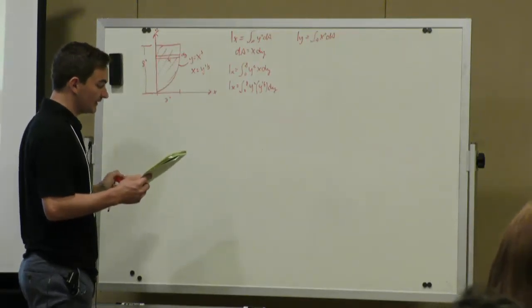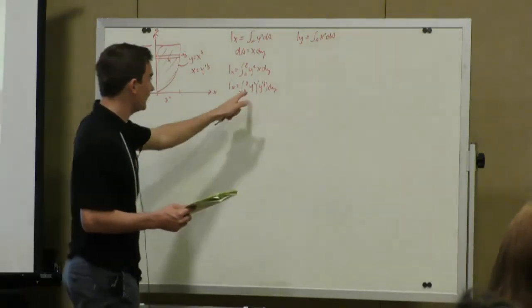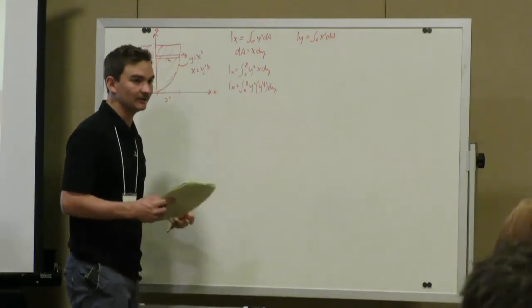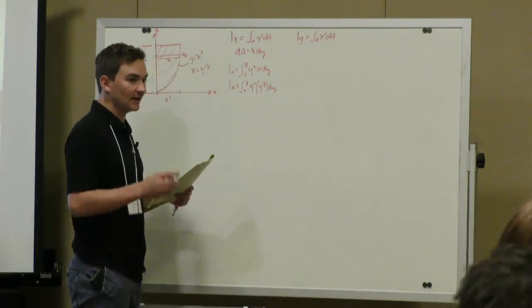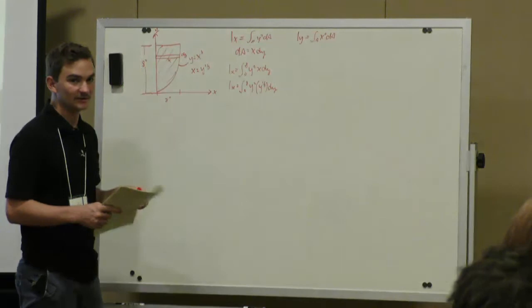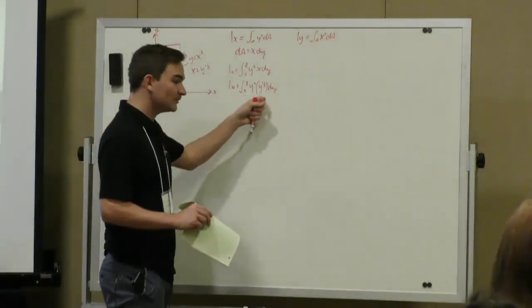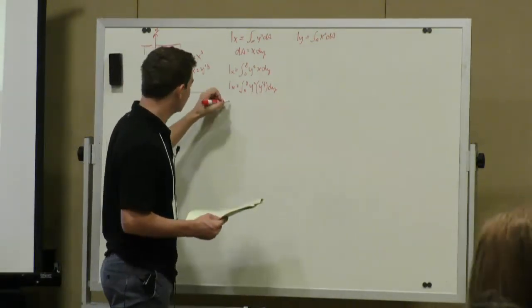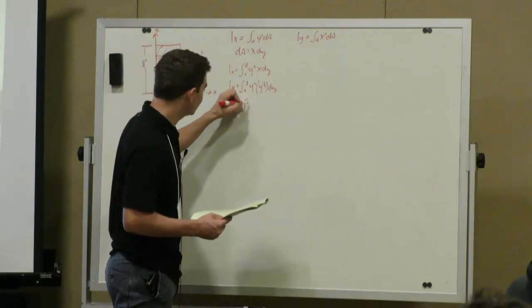And how do we simplify that? How do we simplify y squared times y to the 1/3? Yeah, so we add the exponents. So always keep that in mind. When you multiply, you add the exponents. So what do we get when we add those exponents?